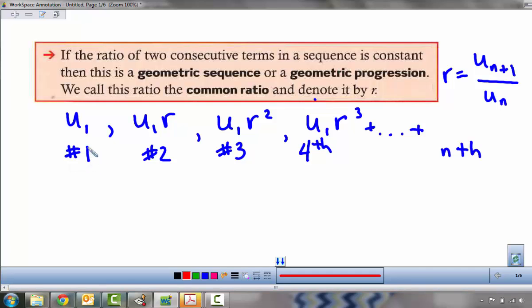So look at a pattern. This is r to the first, it's the second term. This is r squared, it's the third. R cubed, it's the fourth. So for the nth term, the exponent of r will be 1 less than that. So n minus 1. So a generic rule, an explicit form for a geometric sequence, is u sub n equals first term times r to the n minus 1.